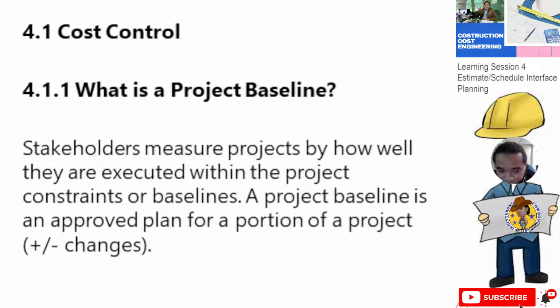This is the subtopic of learning session 4. Number one is cost control. Under cost control, this is subdivided, and number one is: what is a project baseline? The project baseline is the measure of the stakeholders' projects by how well they are executed within the project constraints or baselines. The project baseline is an approved plan for a portion of a project.